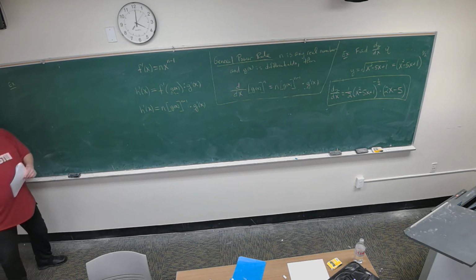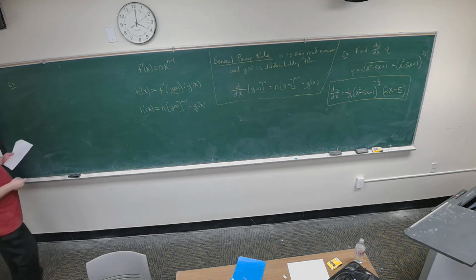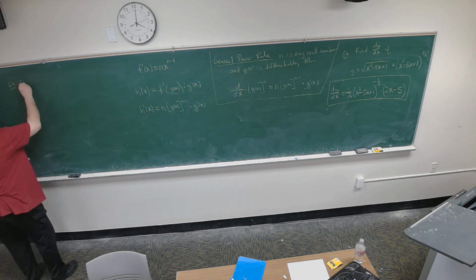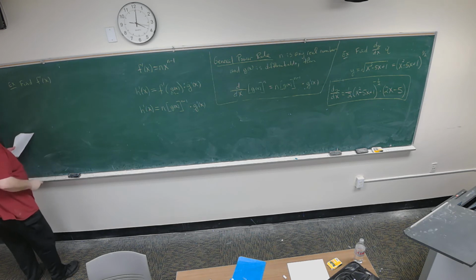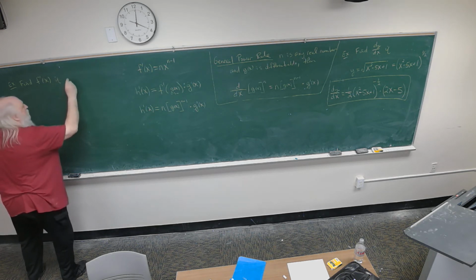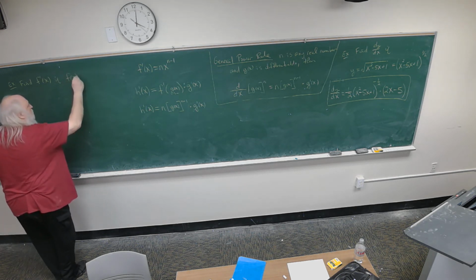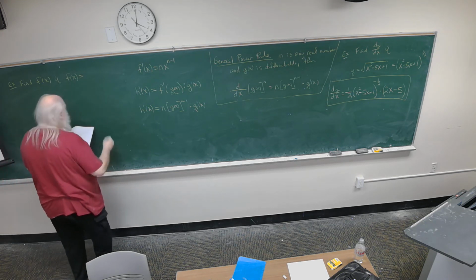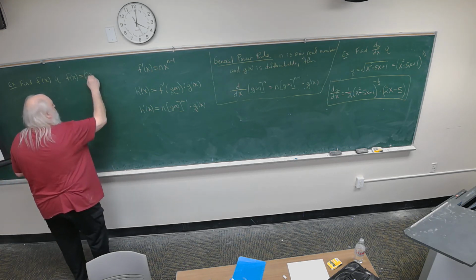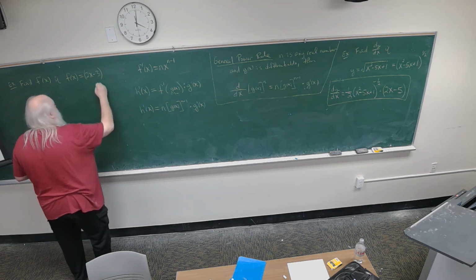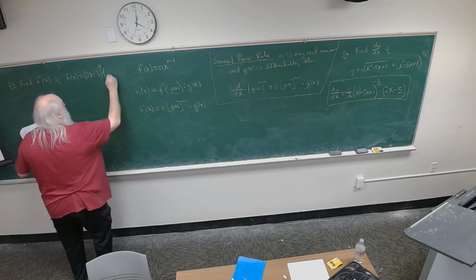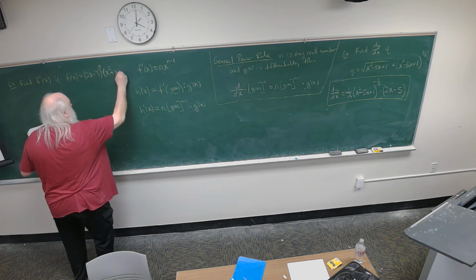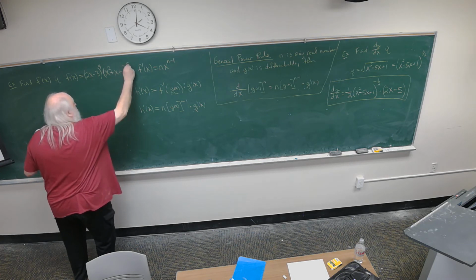This is a good test question. We're going to find f prime of x if f of x is equal to (2x minus 3) to the 4th power times (x squared plus x plus 1) to the 5th power.